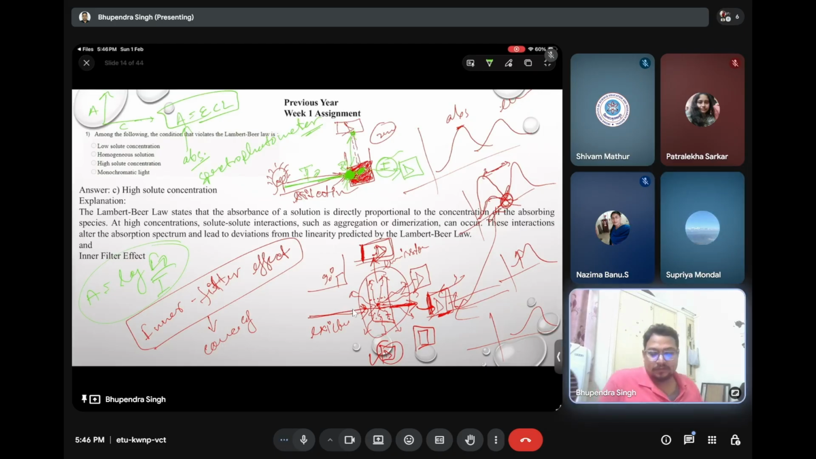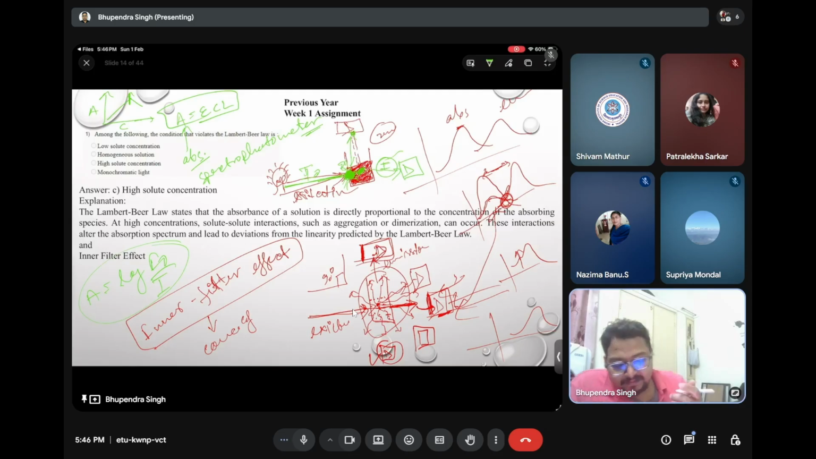Yes, perfect. It will be like this and this. So this is the maximum concentration. Till here we can collect the absorption. So this is called the inner filter effect. So this violates Lambert-Beer's law at high concentration of the solute.